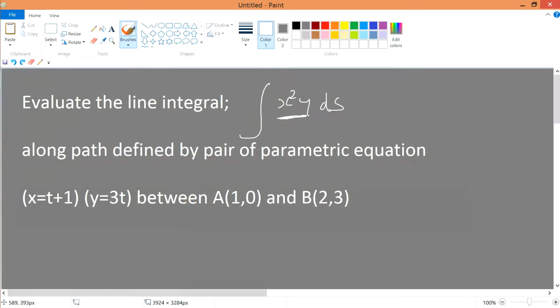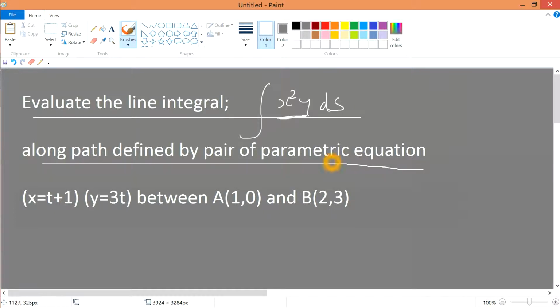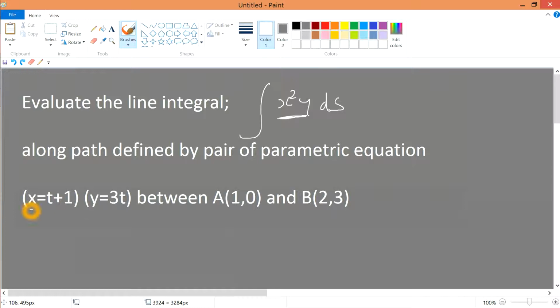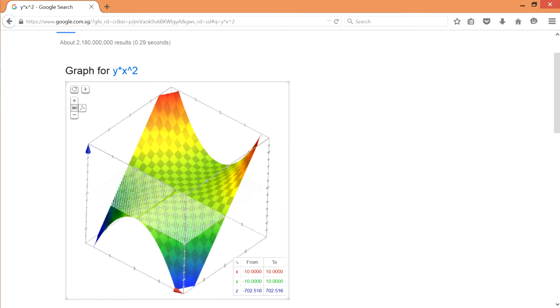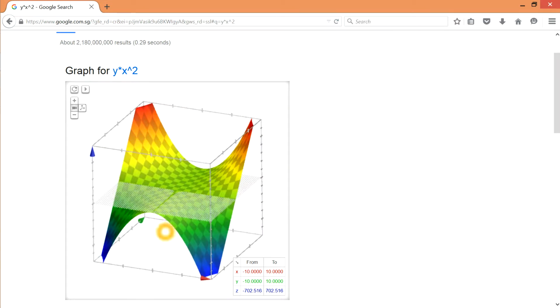So to start off, we have this question: evaluate the line integral x squared y ds along the path defined by the pair of parametric equations x, y, and some t value between some coordinates. And why is it three variables? Because we have x, we have y, and we have t. In the previous video we only had x and y. So in this case we're going to talk about three variables. And graphically you can see that this is some sort of a graph like that, right?